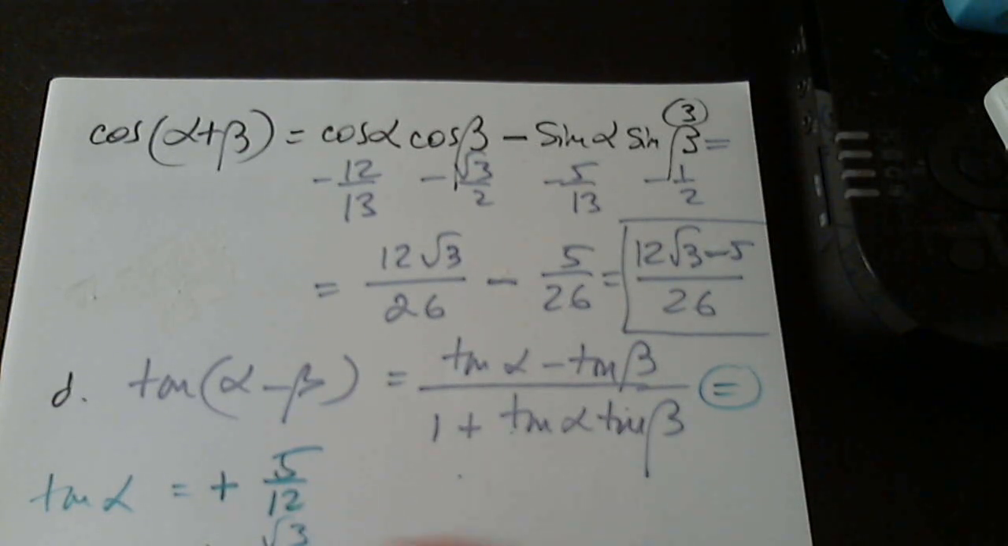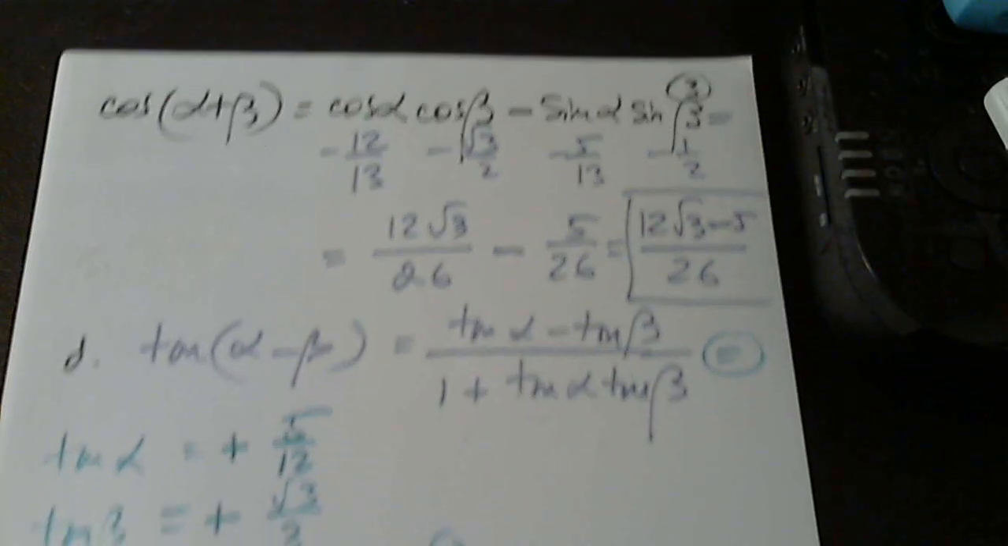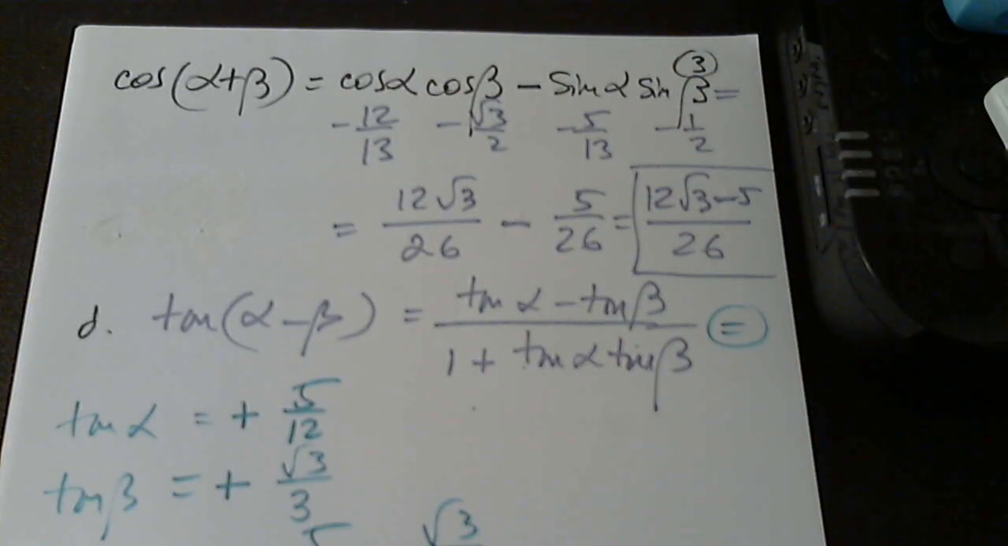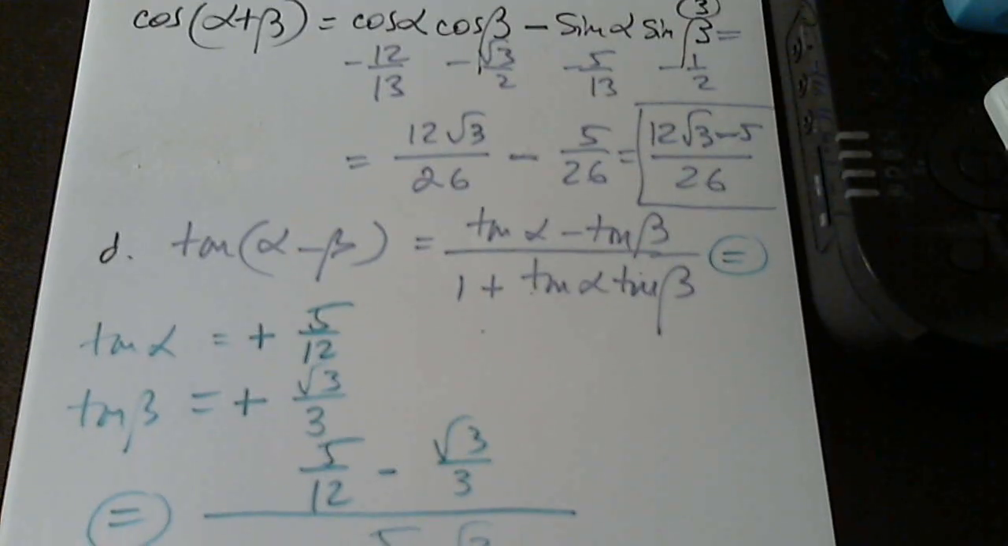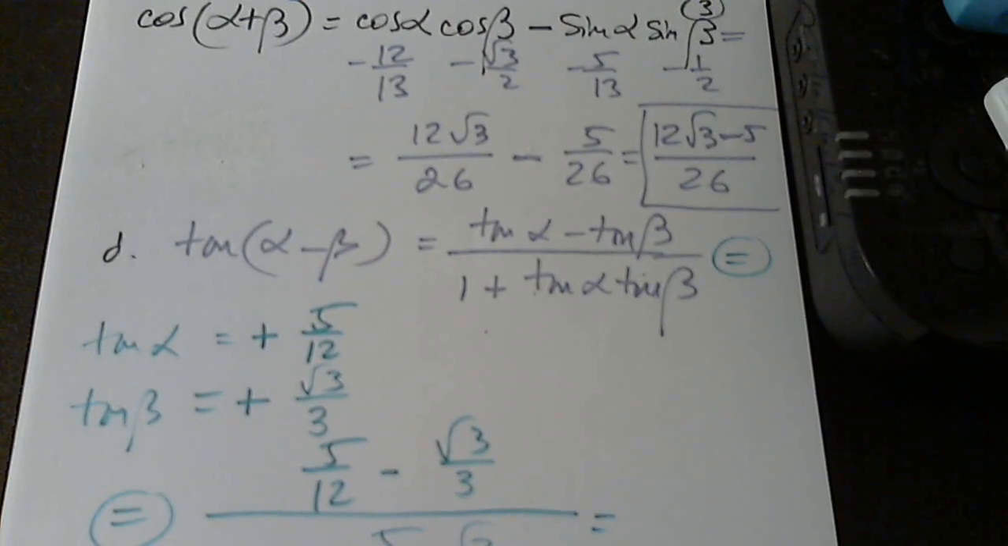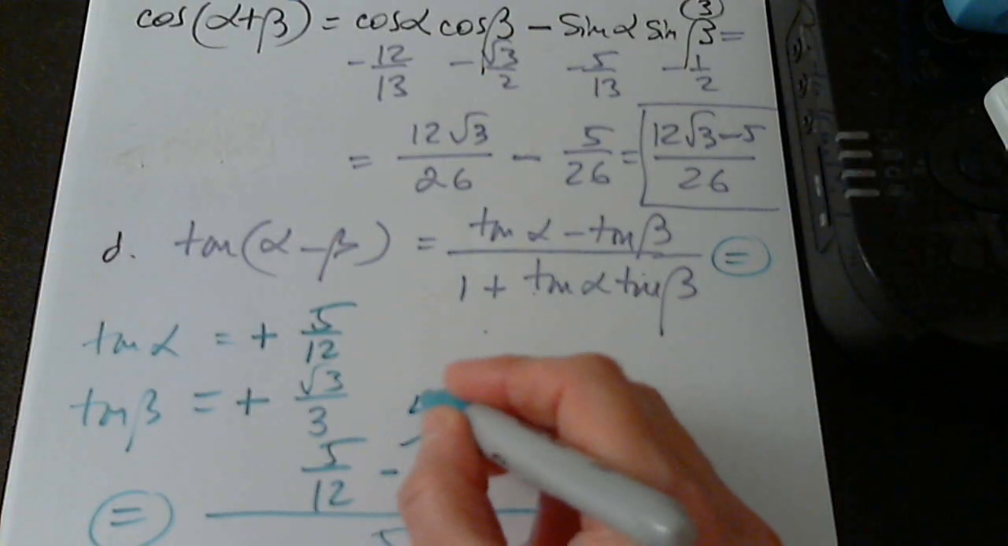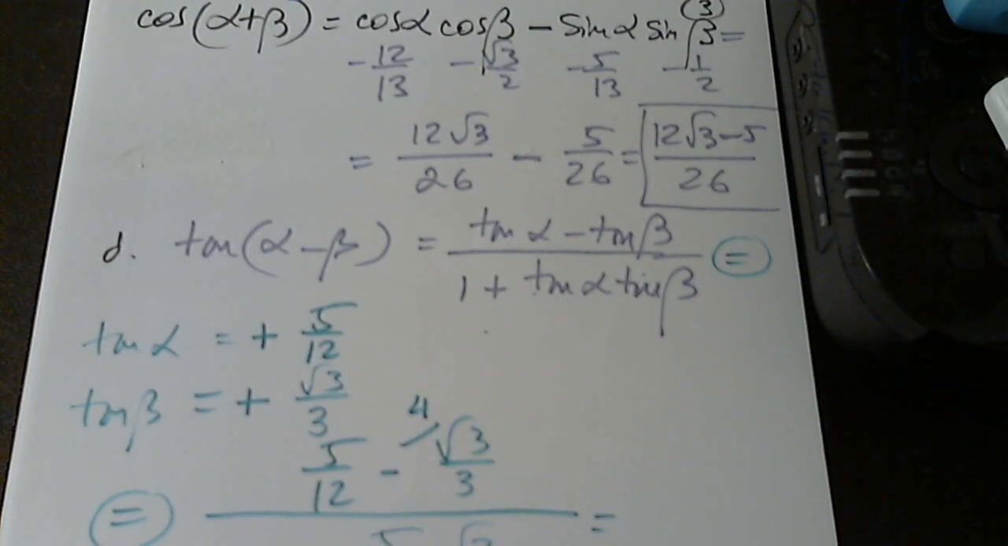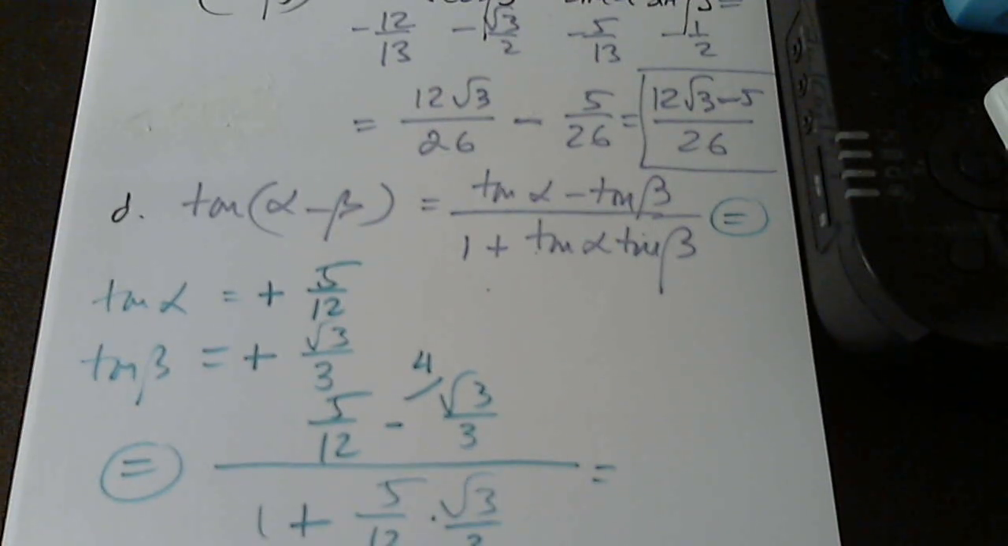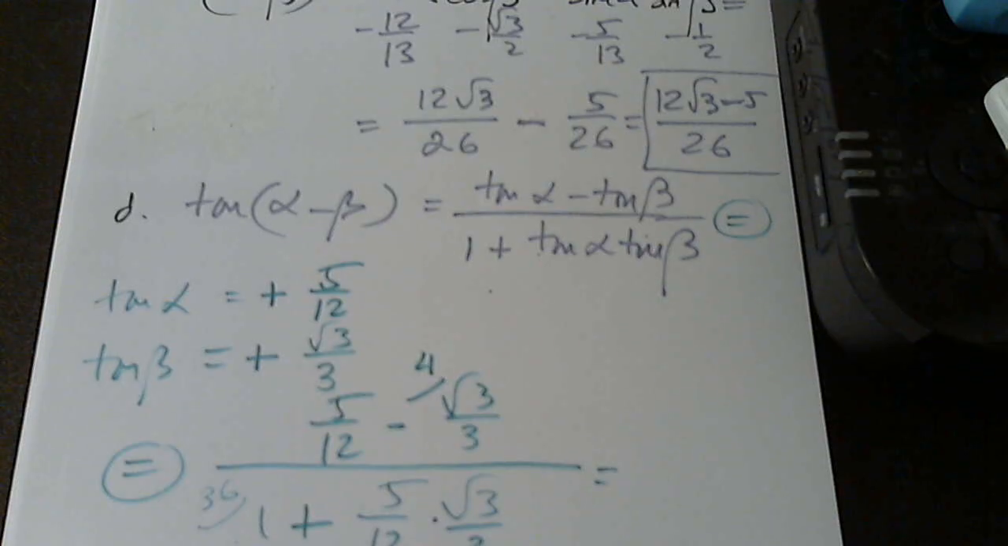I have tangent alpha, which is 5 over 12, minus tangent beta, which is the square root of 3 over 3. And I have 1 plus tangent alpha, 5 over 12, tangent beta, the square root of 3 over 3. Good. The least common denominator in the numerator is 12. So then this one needs a 4. So 5 plus 4, the square root of 3. The least common denominator in the denominator is 36, however. So we have 36 plus 5, the square root of 3.